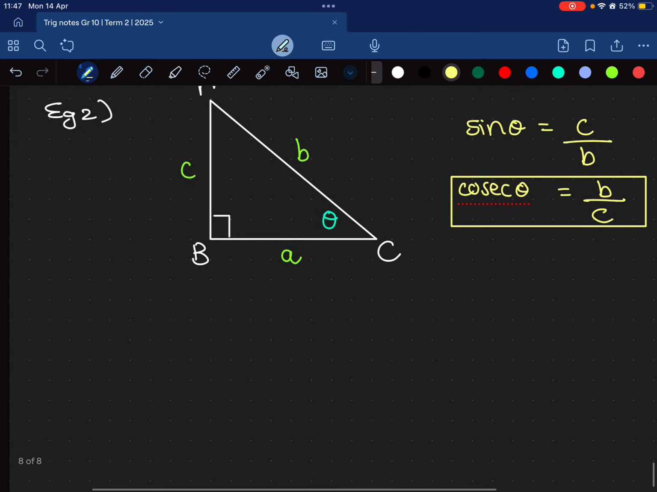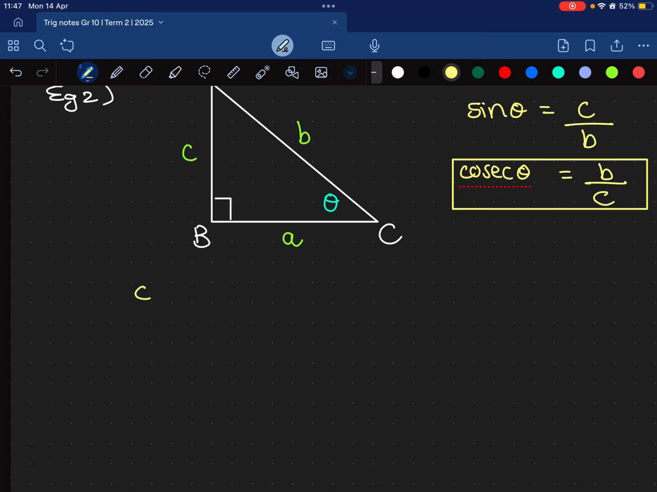If I asked you to give me cot of theta, you would say, well, because tan of theta is opposite over adjacent, this one is going to be adjacent over opposite. So I'll say cot of theta is adjacent, which is A, over opposite, which is C.